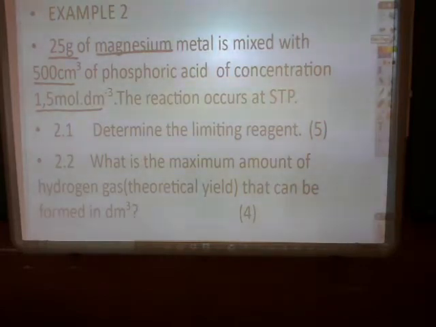Let's read example 2. 25 grams of magnesium metal is mixed with 500 cubic centimeters of phosphoric acid of concentration 1.5 moles per cubic decimeter. The reaction occurs at standard temperature and pressure. Determine the limiting reagent. That's the first part of that question there.